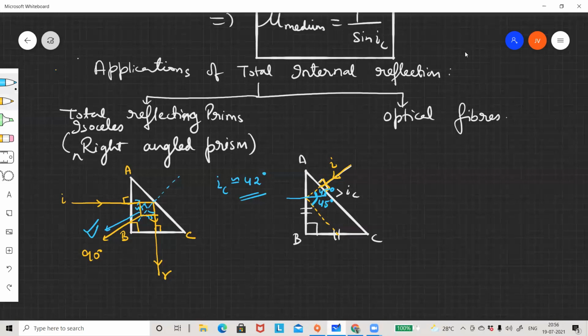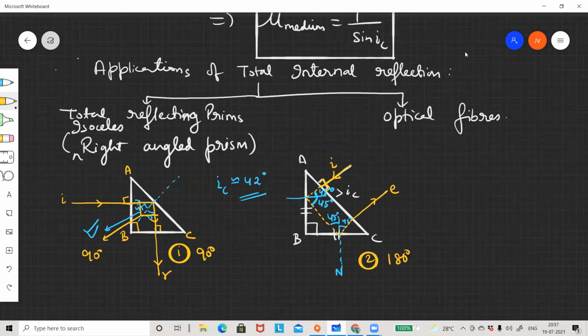Then this ray of light is incident on the surface BC once again at 45 degrees. Once again the angle of incidence is greater than the critical angle, so the ray is internally reflected again at 45. That means the ray of light is turned by another 90, and then it exits. This is the emergent ray. So here the ray of light has turned completely by 180 degrees. In the first case, the ray is rotated by 90, and in the second case, by 180.